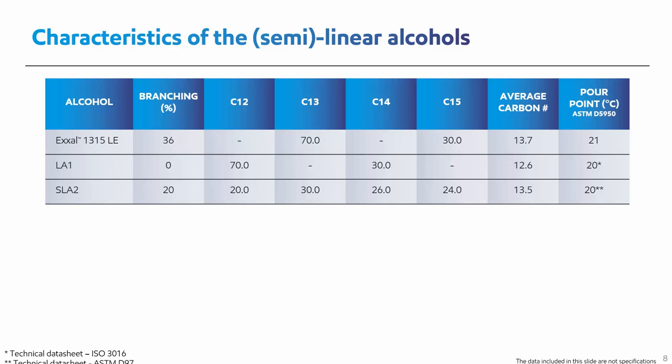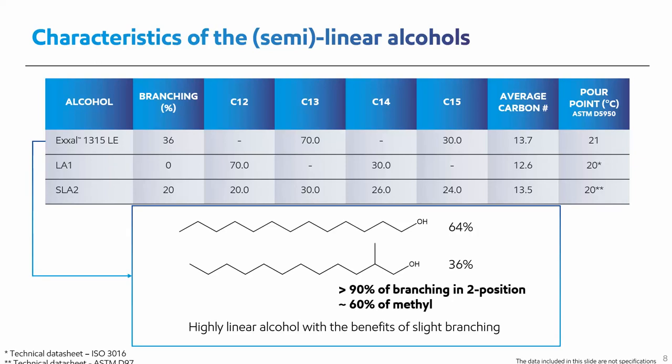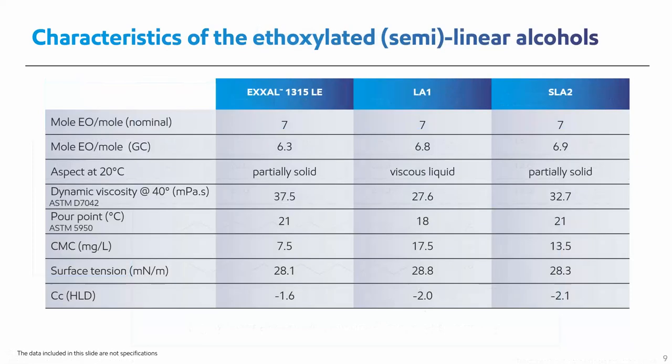Proton NMR study has revealed that the majority of the branching of this new alcohol is composed of a methyl branched on the 2 position. Those alcohols have been converted into non-ionic surfactants via a standard ethoxylation process. As you can see from this table, we did target to add 7 moles of ethylene oxide to each hydrophobe, 7 moles of EO being a very common level for these types of non-ionic surfactants.